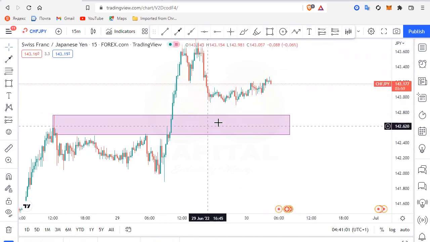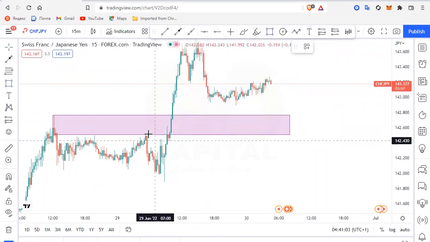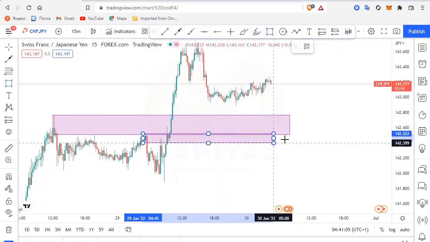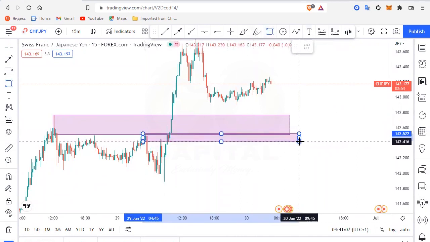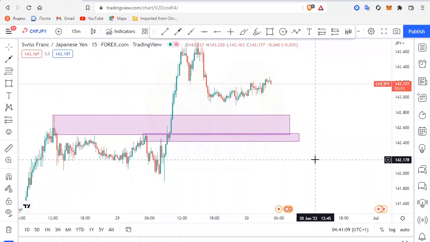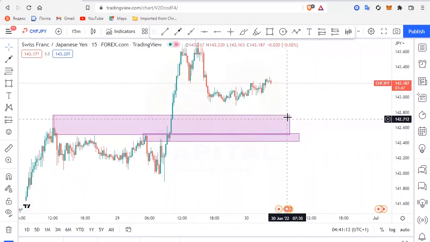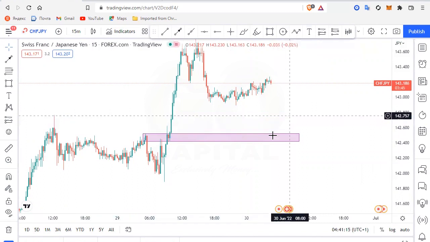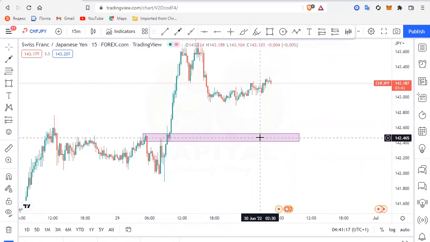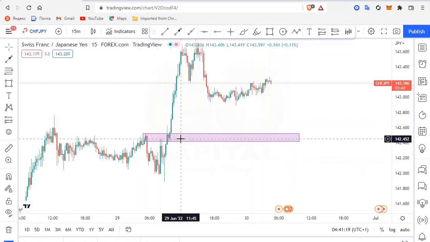You are waiting for it to come back here, and this is also another point it can come back to. Okay, these are important points it can come back to before buying. But if I want to be very conservative, I'm going to wait for this particular one, because this is the most recent one, and there are 2 blocks involved in this case.